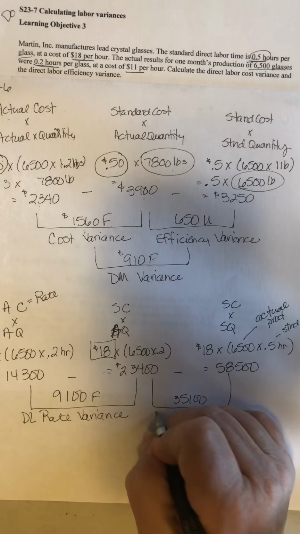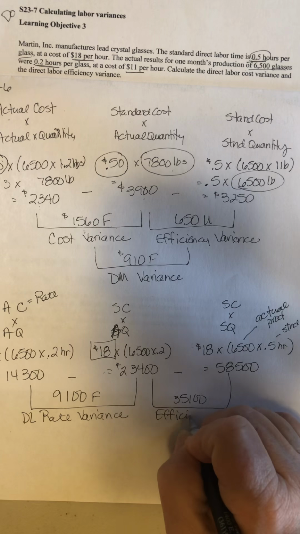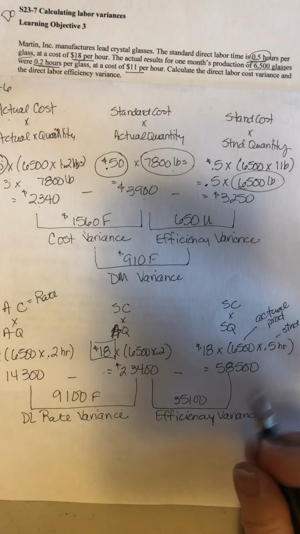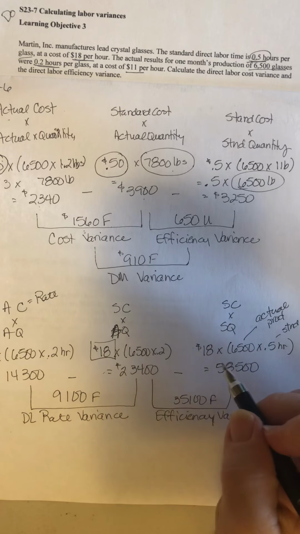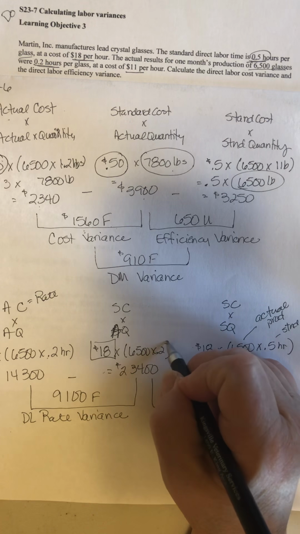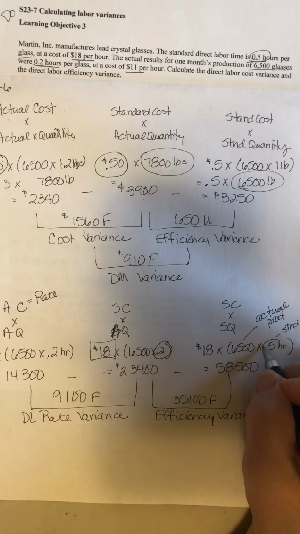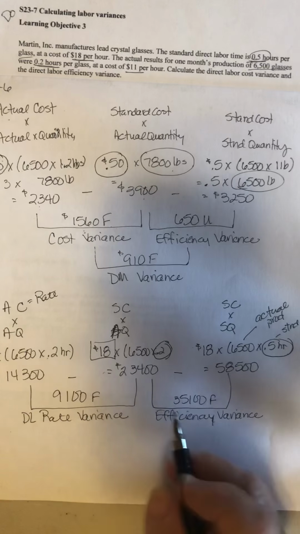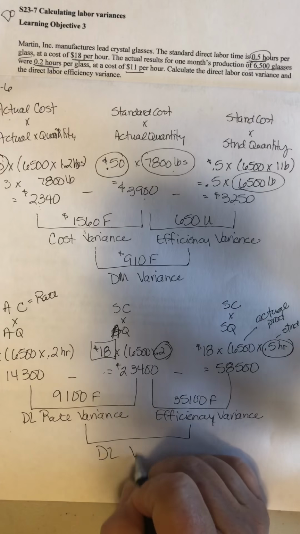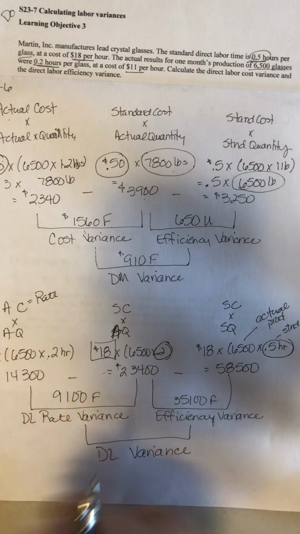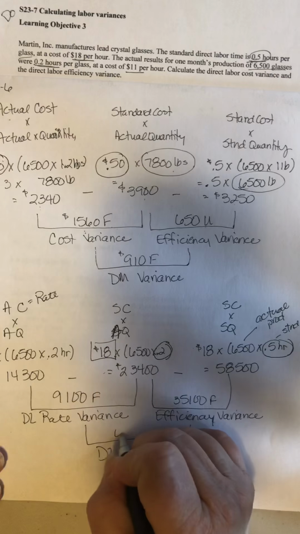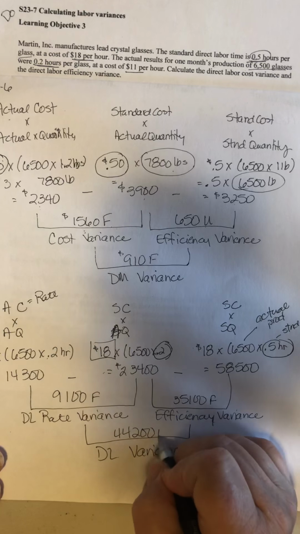All right, this is our efficiency variance. All right, it is also favorable because I only used 0.2 hours per unit, and I had budgeted to use half an hour per unit. So that is also favorable. So since they're both favorable, to get my overall direct labor variance, I'm going to add them. All right, and it's favorable.